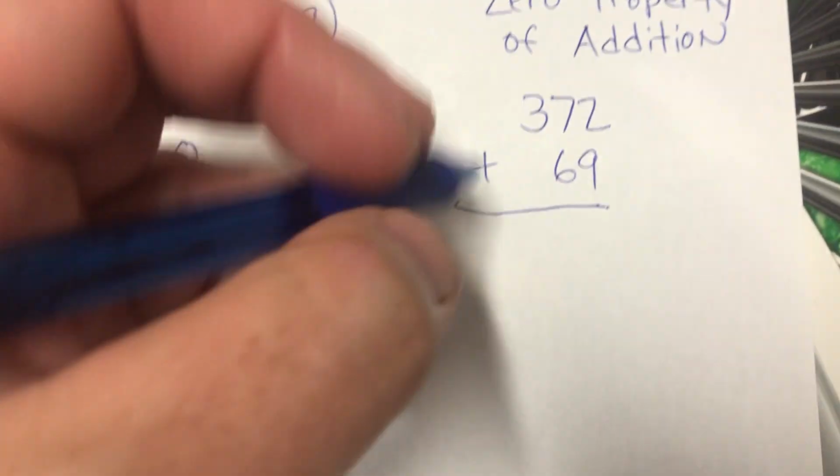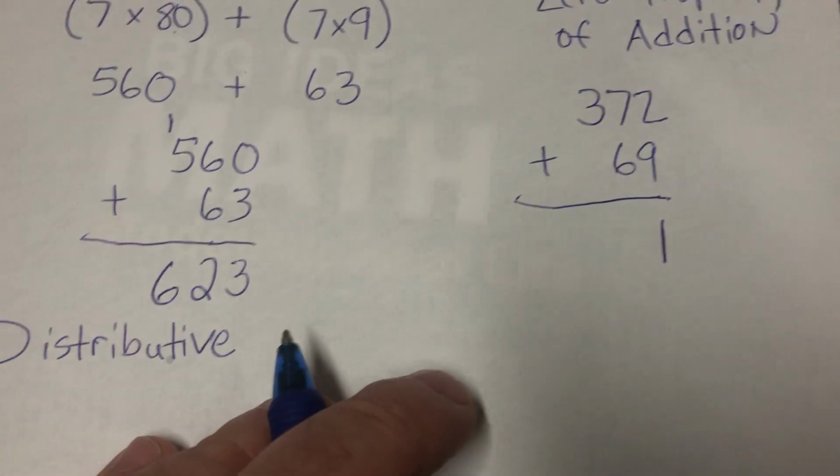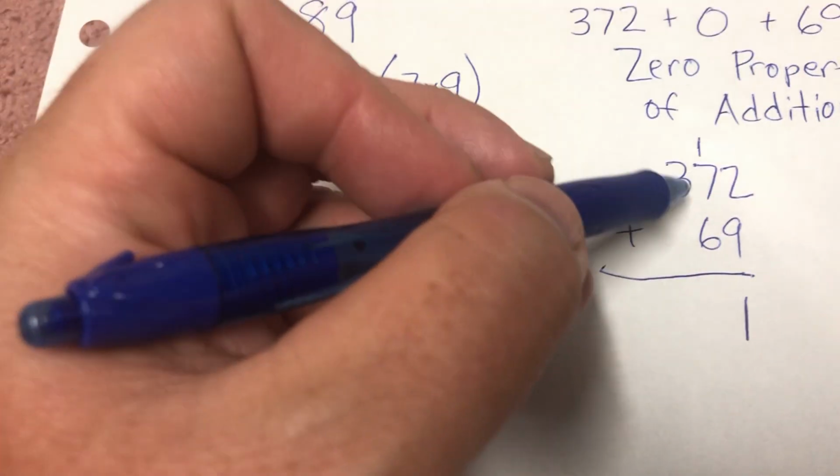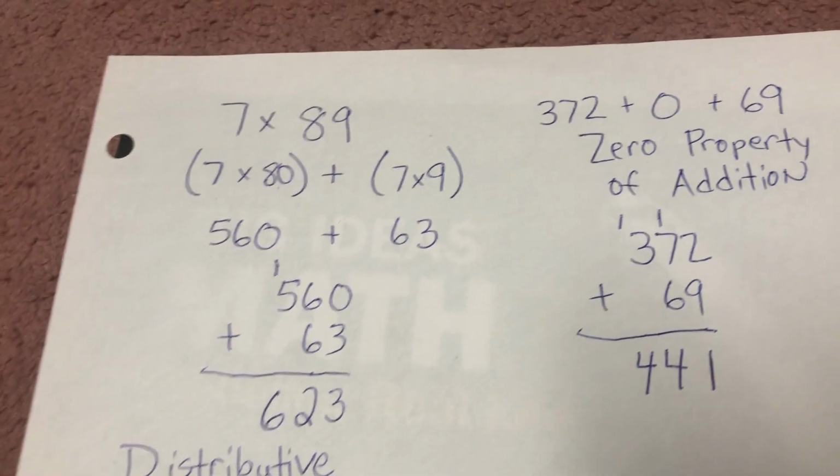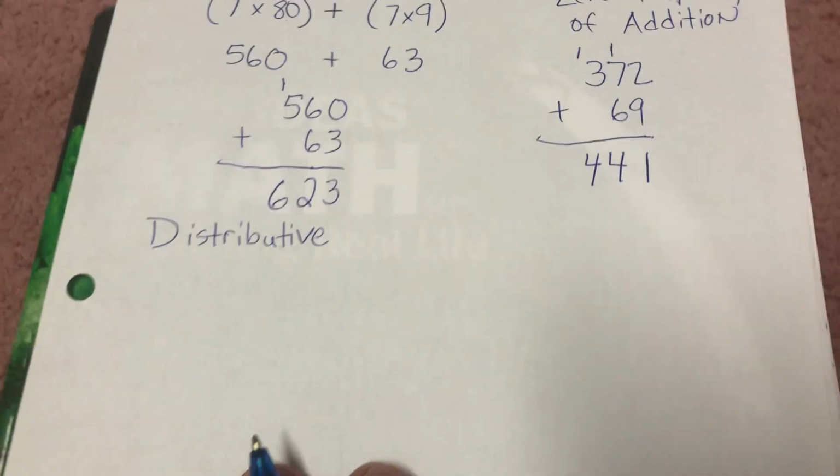And then I would just go and do 372 plus 69. Well, 2 plus 9 is 11, so I'm going to put the 1 down, carry the 1. 1 plus 7 is 8, plus 6 is 14, so I put the 4 down, carry the 1. Then 1 plus 3 is 4. I get 441.